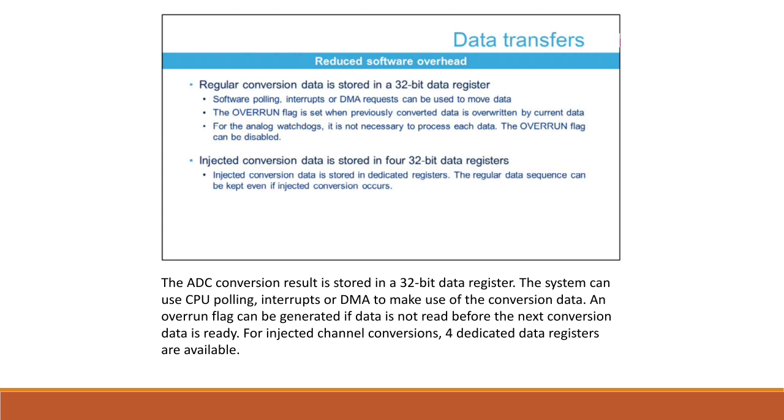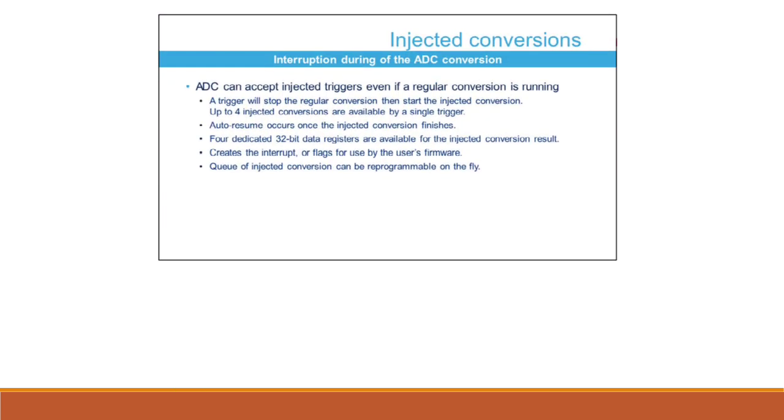So let's dig a little bit deeper into the injected conversions. The ADC can accept injected triggers even if a regular conversion is running, and then insert up to 4 channel conversions. Once an injected conversion is finished, the regular conversion sequence can be resumed. The injected conversion result is stored in dedicated data registers. Flags and interrupts are available for end of conversion or end of sequence.